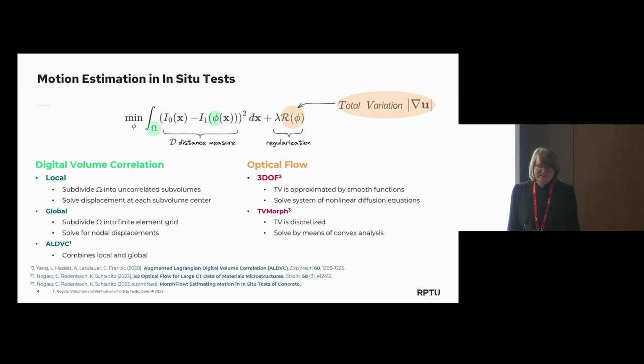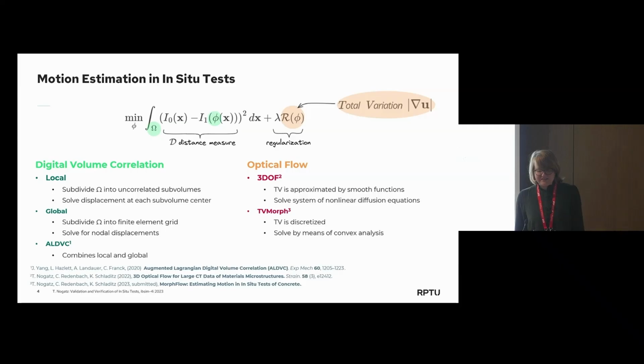However, the term on the right is, from a mathematical viewpoint, a very difficult one to solve. So you need to really work around to find proper solutions. And there are generally 2 ways. One is to approximate the total variation by smooth functions. Then you solve a system of nonlinear diffusion equations. And the second one is to discretize TV. Then you can use means of convex analysis, but I will not show that today. If you're interested, feel free to ask. I can provide you with the information.